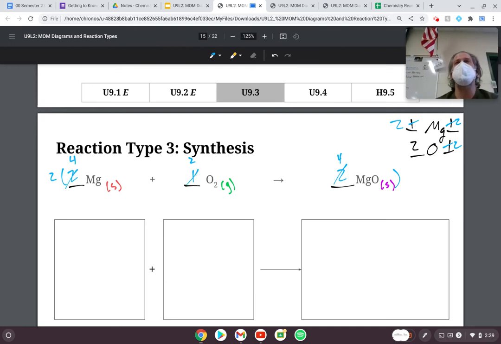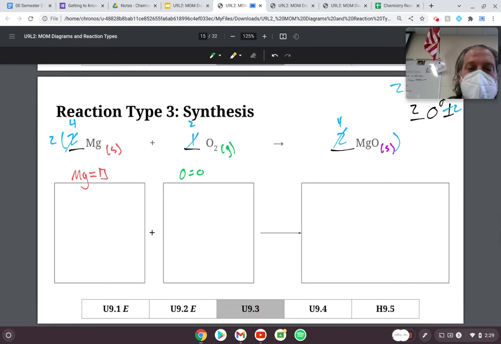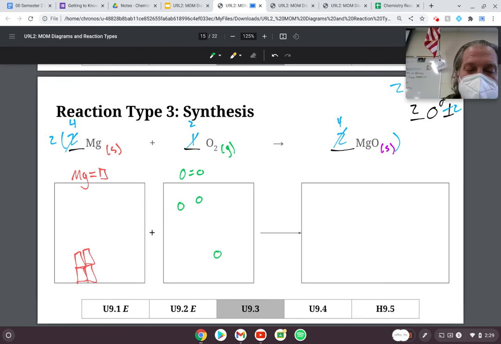The good thing about this one in terms of drawing is you don't have to draw aqueous, so that's pretty nice. I'm going to say that magnesium, I'm going to draw as a square. Oxygen, well, let's make it a circle. So if I draw my magnesiums, I'm going to put 4 magnesium squares on the bottom. Hopefully they're touching, looking pretty organized. I'm going to put 2 units of oxygen, so something that looks like this. And because it's a gas, they're going to be super far apart and not touching. And now on my product side, I'm making MgO. And so what that's going to look like is something like this.